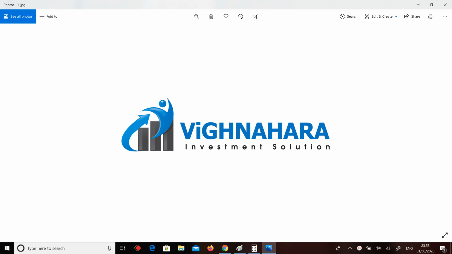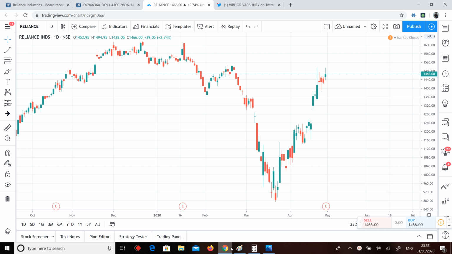Hello everyone. Today we are going to analyze one of the giant stocks, Reliance Industries: results, rights issue, chart explanation and what we can all do. Let's move to the stock directly. This is the chart of Reliance Industries opened up for the daily chart.